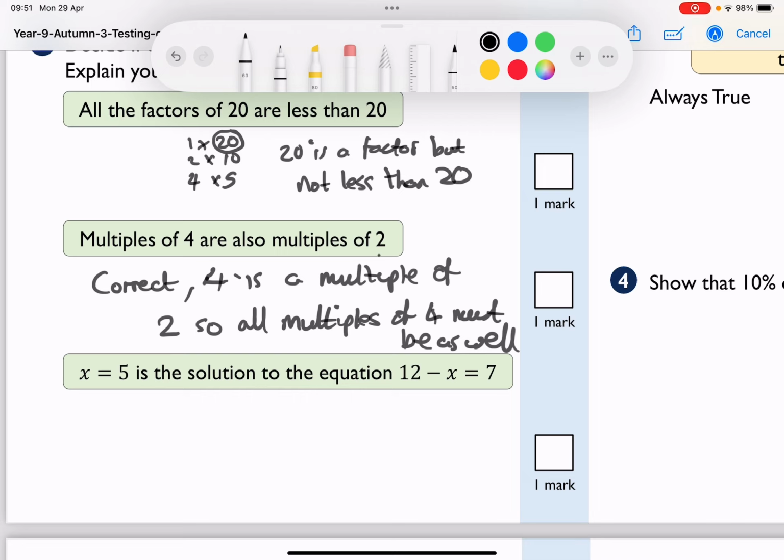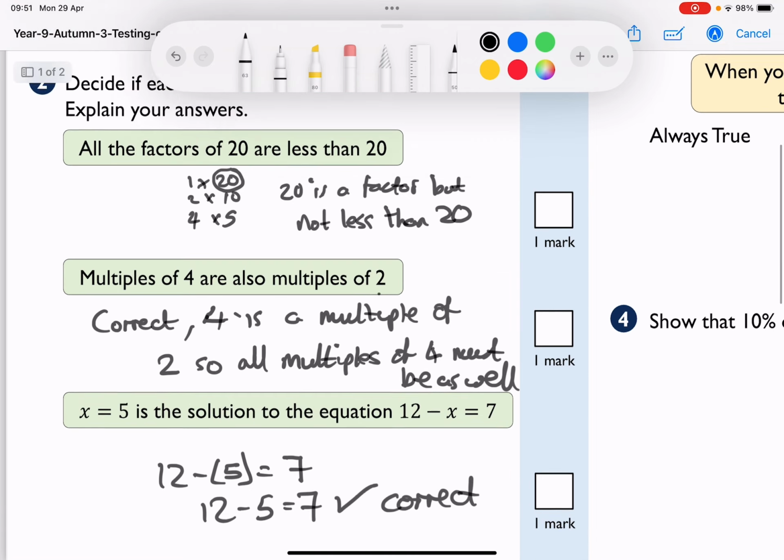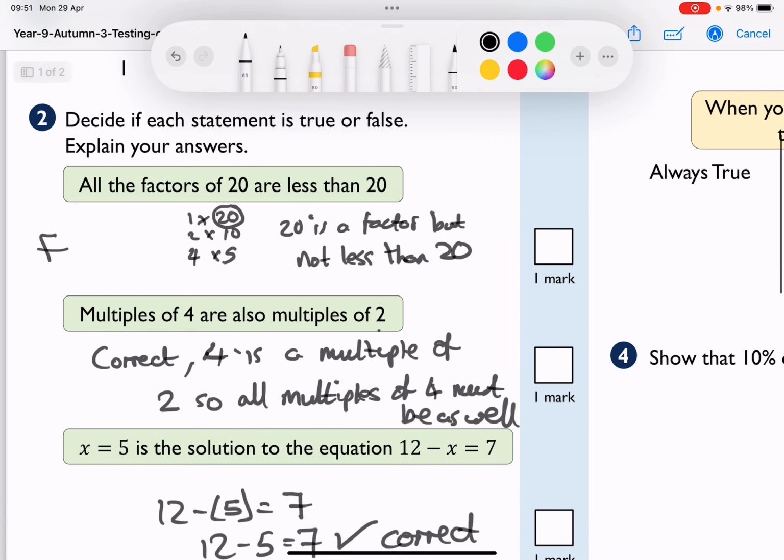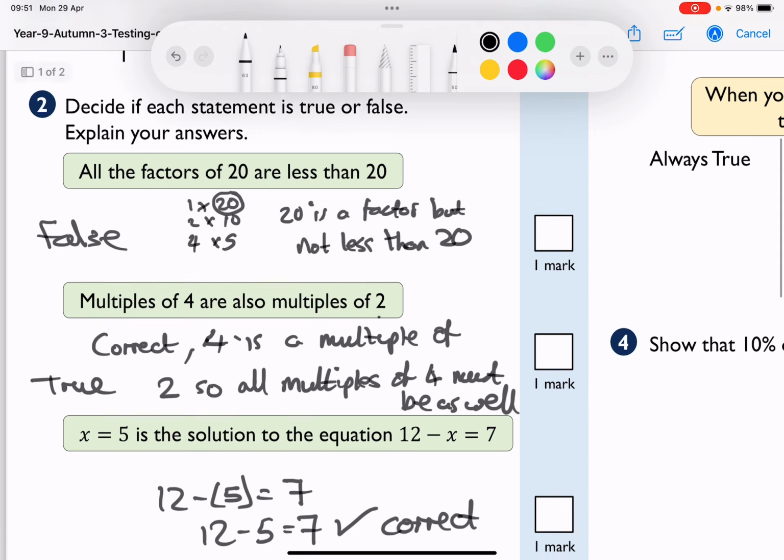x equals 5 is the solution to the equation 12 minus x equals 7. Well, if we just substitute in, I usually substitute in just by showing it. Is 12 take 5 equal to 7? Yes, correct. Okay. So false, true, true.